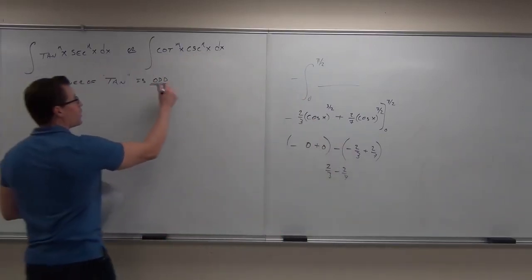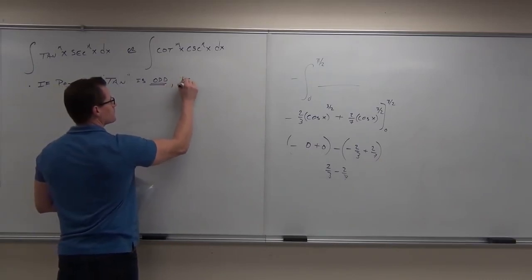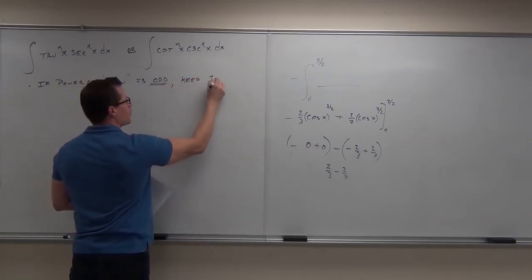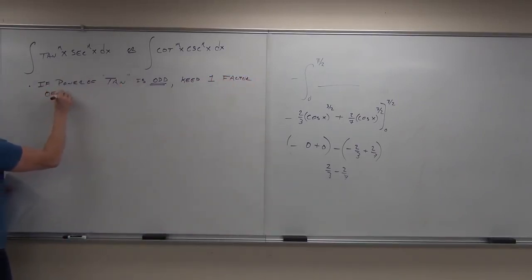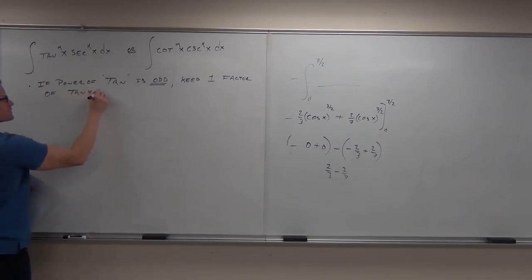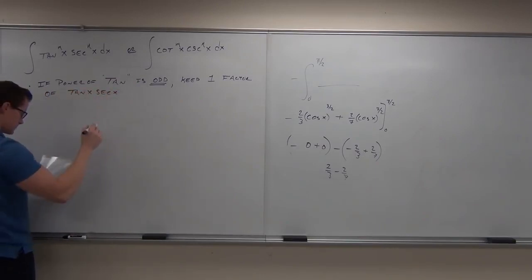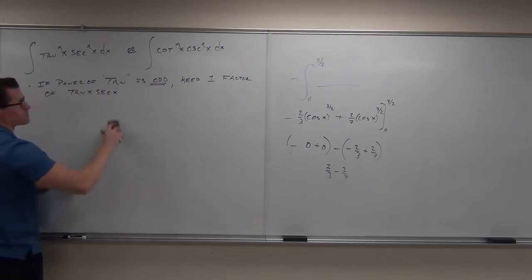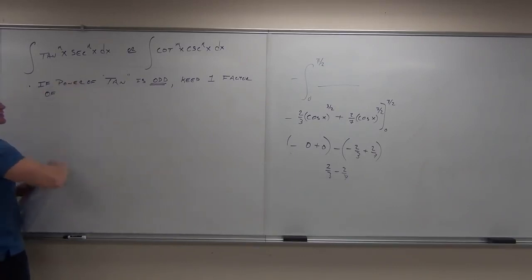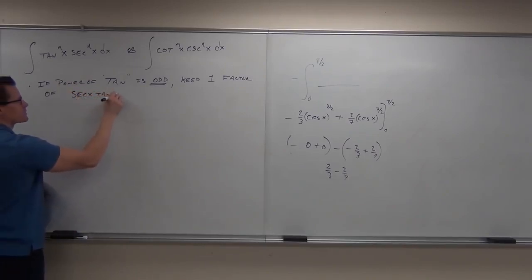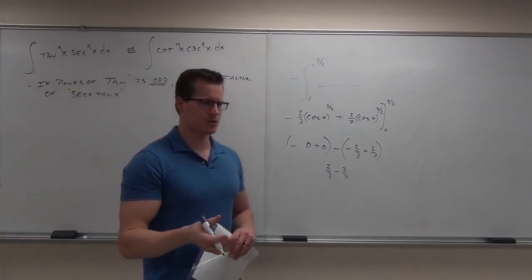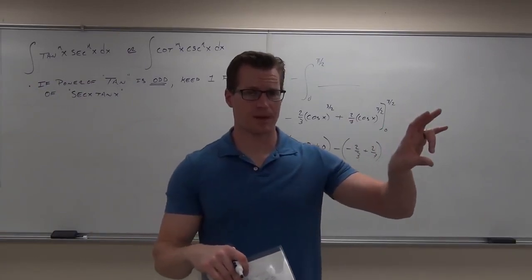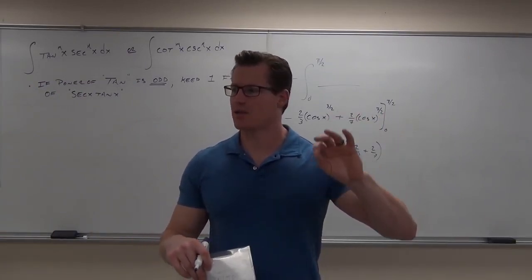So if the power of tangent is odd, keep one factor of tangent x, secant x. In fact, I'm going to write it backwards. So we're going to strip off both a tangent and a secant. Keep one factor of secant x, tangent x. I'm going to write it this way because it's going to make a little bit more sense right now. Remember the idea behind this? I hope that you do. The idea is that we're going to break off a little piece so that we can take the derivative.